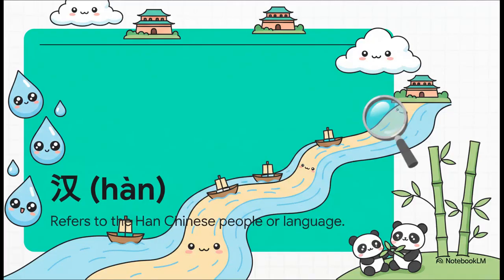This brings us to our next character, Han. It's that sharp fourth tone again, Han. This refers to the Han people and the Chinese language itself. And to remember it, just look at that radical on the left. See those three little dots? That means water. It connects the character to the great rivers where Chinese civilization was born. Water is life, right? And it's right at the heart of the character, Han.